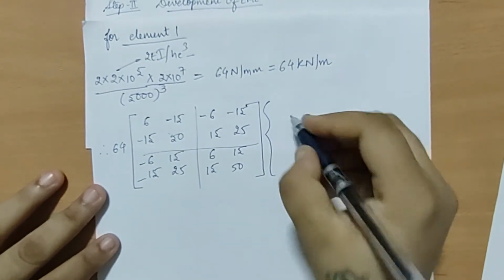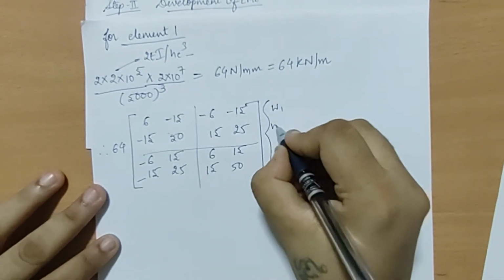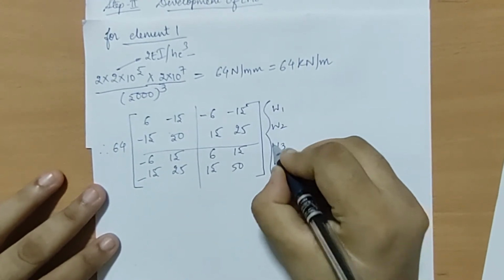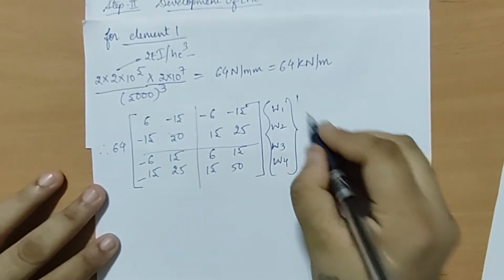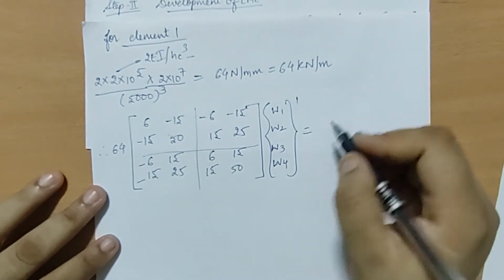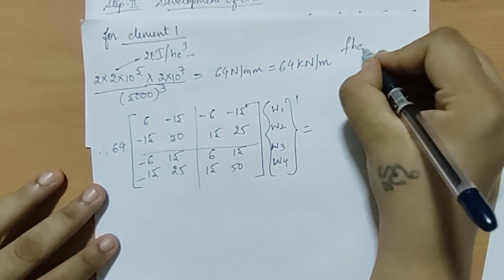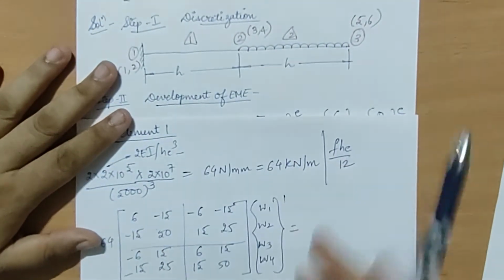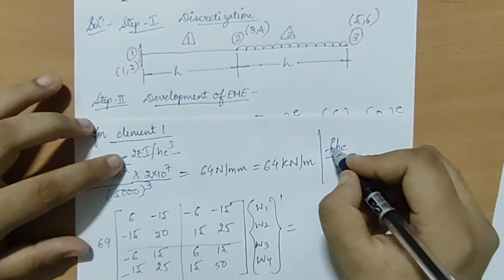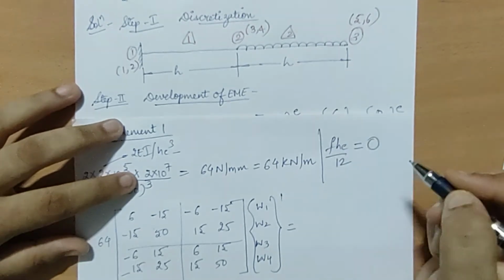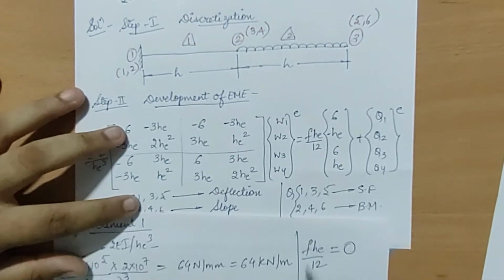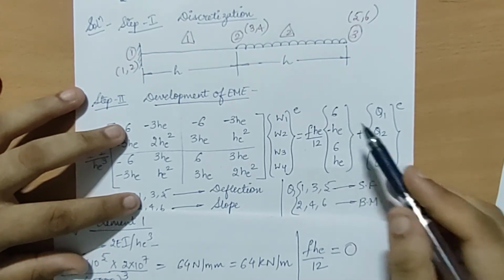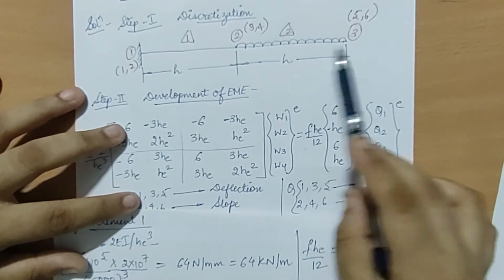Then I have over here W1, W2, W3, W4 raised to 1 is equal to, my next calculation is FHE upon 12. When you look at the first element here, there is no load. So I can see the value of F is 0. In that case, this entire number will become 0. Hence, I am not writing this matrix for the first element. I will be writing this for the second element, because here there is a load given.